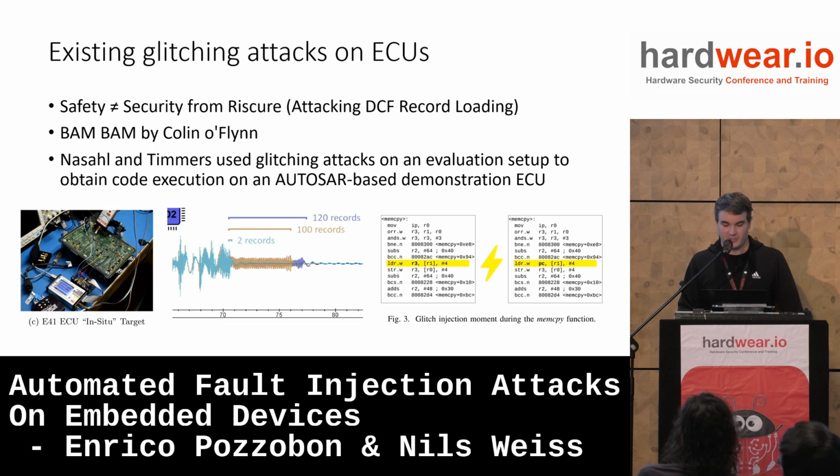The first thing we tried, since we had a target that uses the MPC5748G, was to try one of the many already published attacks for similar microcontrollers. At first we tried the "Safety is different from security" white paper from Riscure, where they attacked the DCF record loading, so the device configuration records. And this worked on the development board, but at least for us, it didn't work on the real-world target. So this was out of the question.